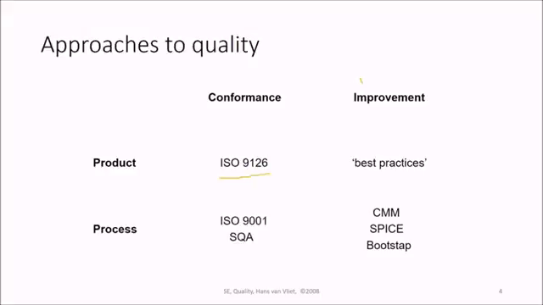First, you have ISO 9126, ISO 9001 and software quality assurance, then CMM, SPICE and Bootstrap. ISO 9001 and SQA are for the processes which you adopt, and they conform to the process, not the product. If you are continuously improving the process, then you are going through various levels of CMM or CMMI or SPICE or Bootstrap. With product, the conformance is with respect to ISO 9126. This is related to your product. And for improvement, of course, the best practices you adopt will improve your product.